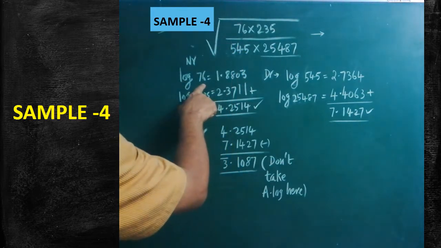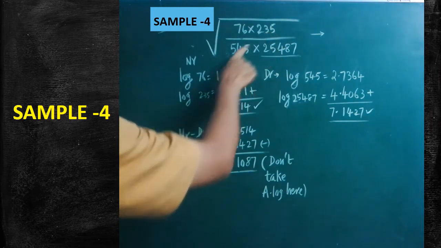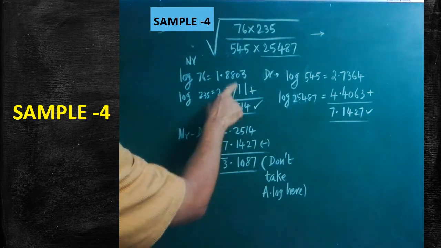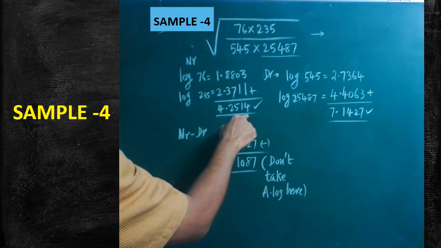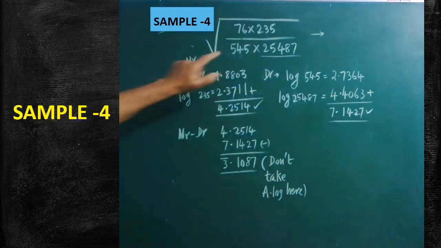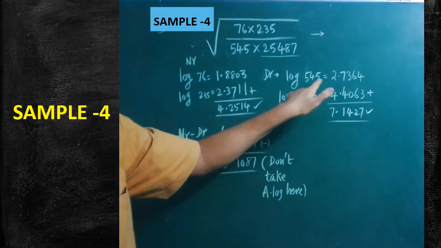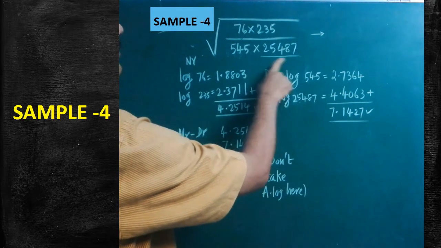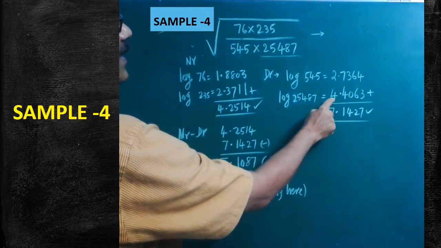Log of 76. 2 digits are there, therefore 1 is written. Take the log value. Log of 235. 3 digits are there, therefore 2 is written as characteristic and the log value is given. Multiplication to be done, instead of multiplication here log values to be added. You have got the added log values. So this is the numerator part. And the denominator part, 545 is there, 3 digits are there, therefore 2.7364. 3 digits, therefore the characteristic is 2. Look at the number here, 5 digits are there. For the first time you are seeing a 5 digit number. So here 1, 2, 3, 4, 5, therefore the characteristic is 4.